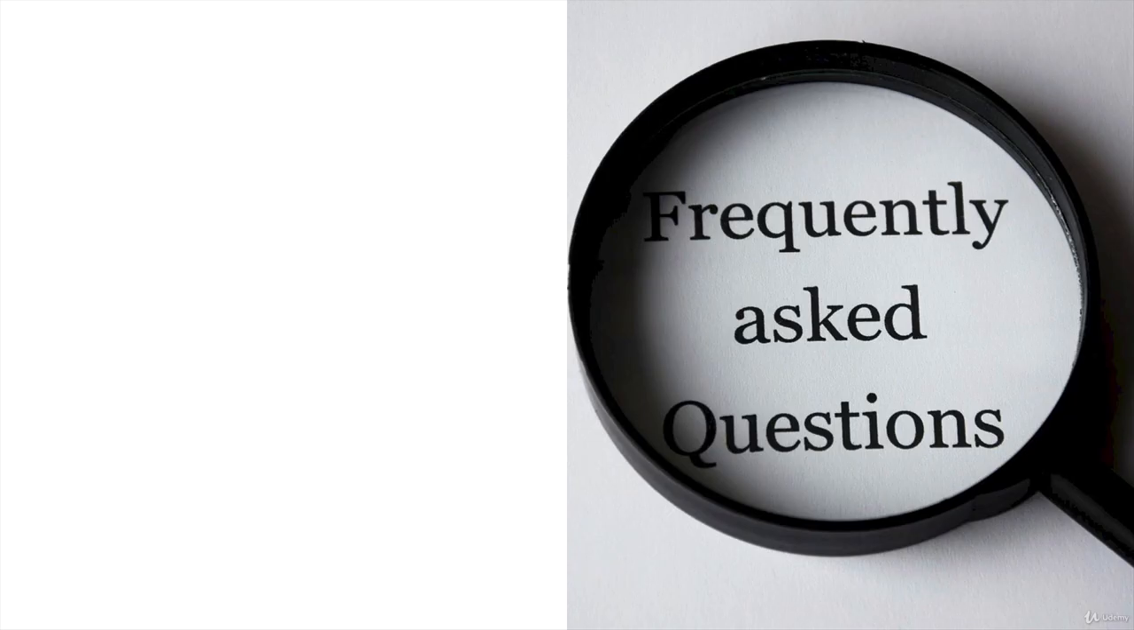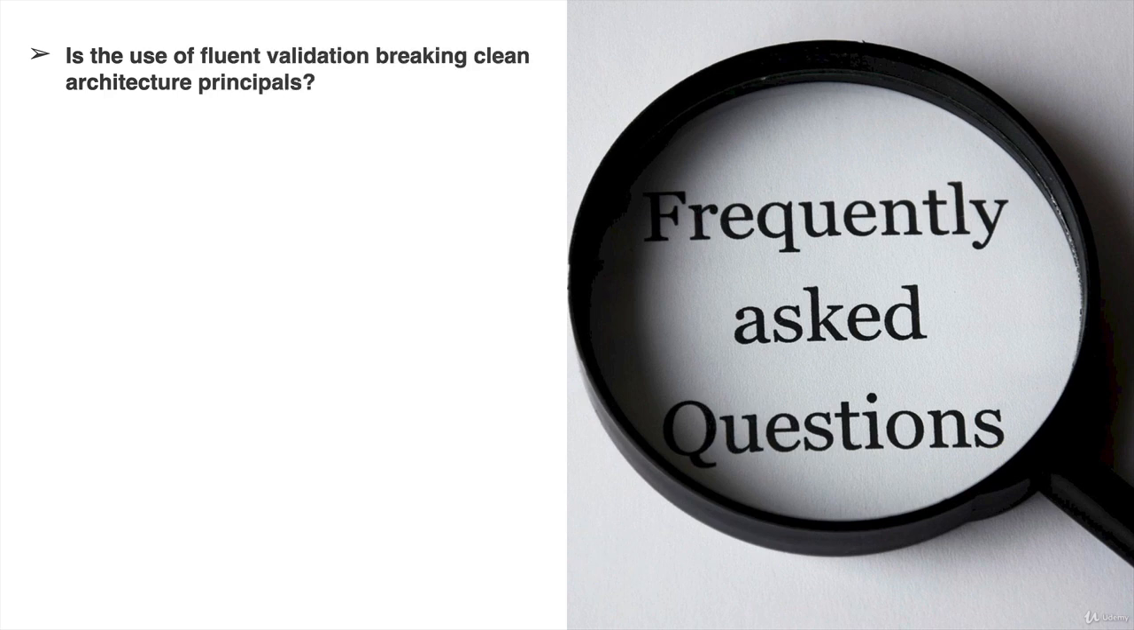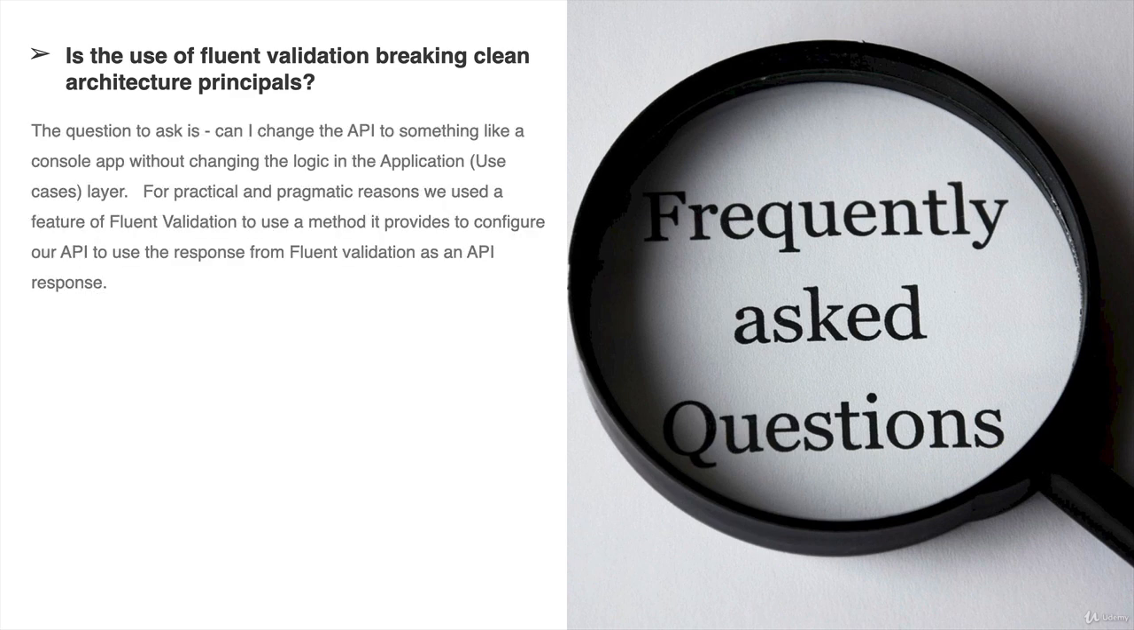So just a frequently asked question, and if you're thinking about clean architecture, is the use of Fluent validation breaking clean architecture principles? Now, we've installed Fluent validation to our application project. And what we really want to ask ourselves is, can I change the API to something like a console app without changing the logic in the application or the use cases layer? Now, for practical and pragmatic reasons, we used a feature of Fluent validation to use a method it provides to configure our API to use those responses, and because of our API controller attribute, it automatically formats the response into a validation error and presents it to the client.